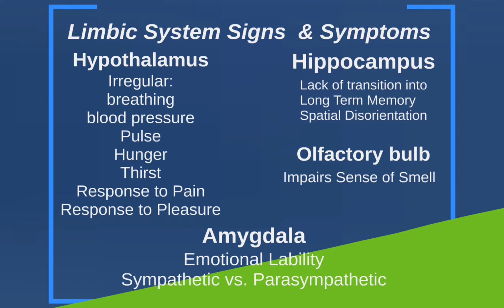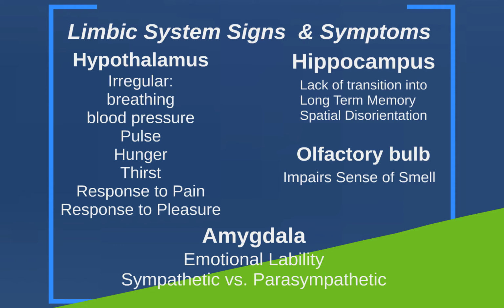The hypothalamus, which is really our standard control center for breathing, blood pressure, pulse, hunger, thirst, pain, and pleasure. Our amygdala, which really controls our emotions. If somebody were to present with a deficit in their amygdala, they would have emotional lability. They would have, in essence, the fight between sympathetic and parasympathetic nervous system, the fight or flight type of reactions. We also have the olfactory bulb, which is in control of our sense of smell. And if you have a deficit here, obviously you would have impaired smell.